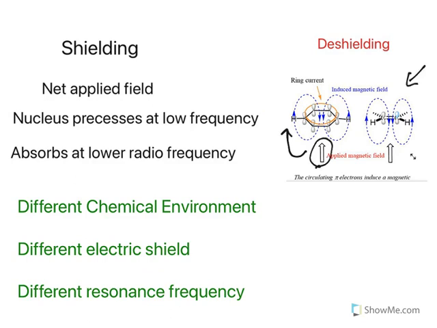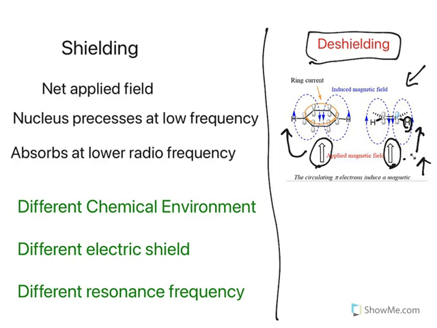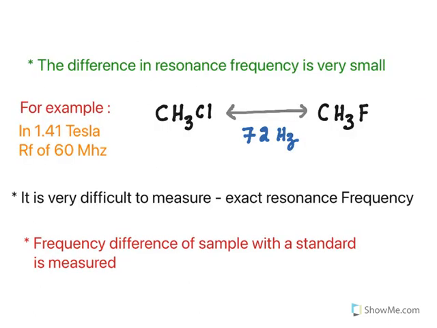In alkenes also the same thing. See, the protons are aligned here, so the induced current of electrons will be like this. You are applying the external field like this, so it increases the net applied field. This is called de-shielding. So shielding and de-shielding, both the effects will be there, because of which you get different kinds of signals.